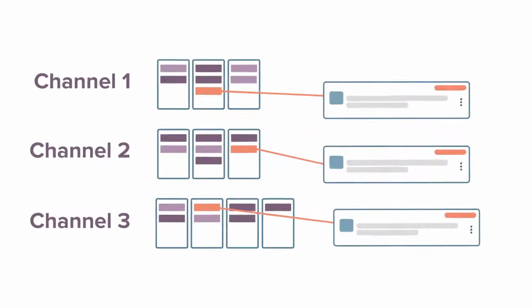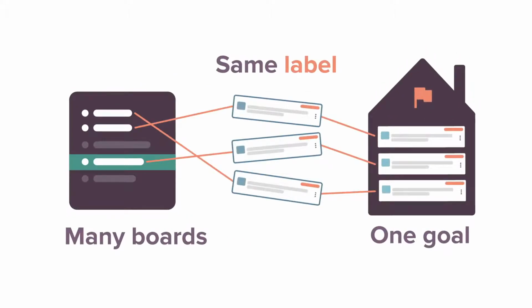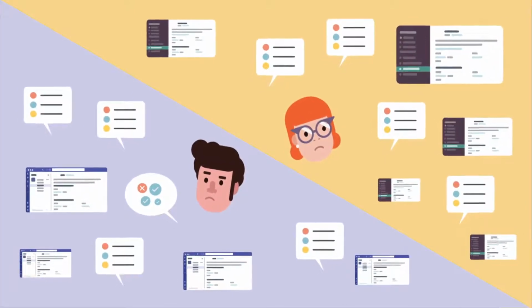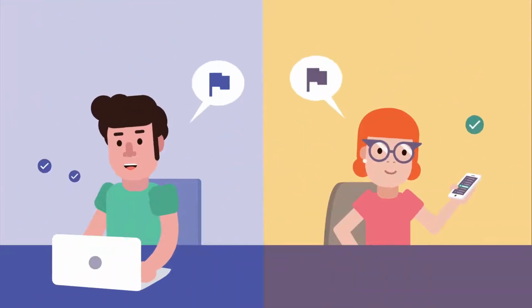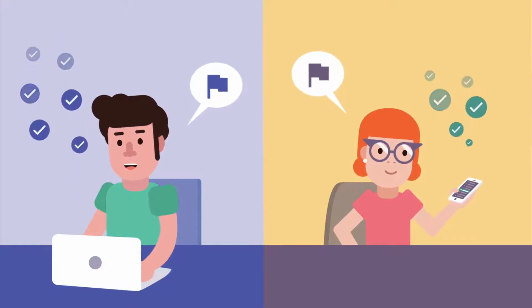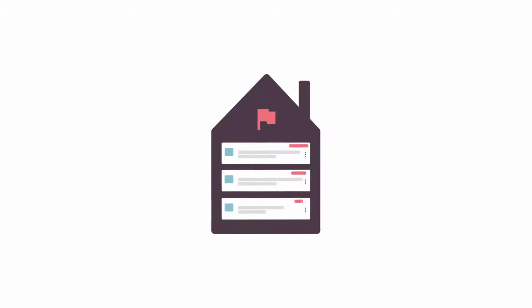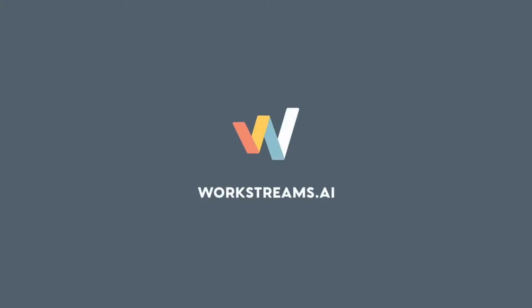Goals is a feature that takes tasks with the same label, even if they exist on different boards, and houses them all in one place for you to view. This means no more endless searching through threads and no more messaging across channels to find the right information. And for Mike and Sarah, and probably for you too, it also means a workflow where less time is wasted and more things get done. See the difference for yourself by using Goals on your next project with Workstreams.ai.